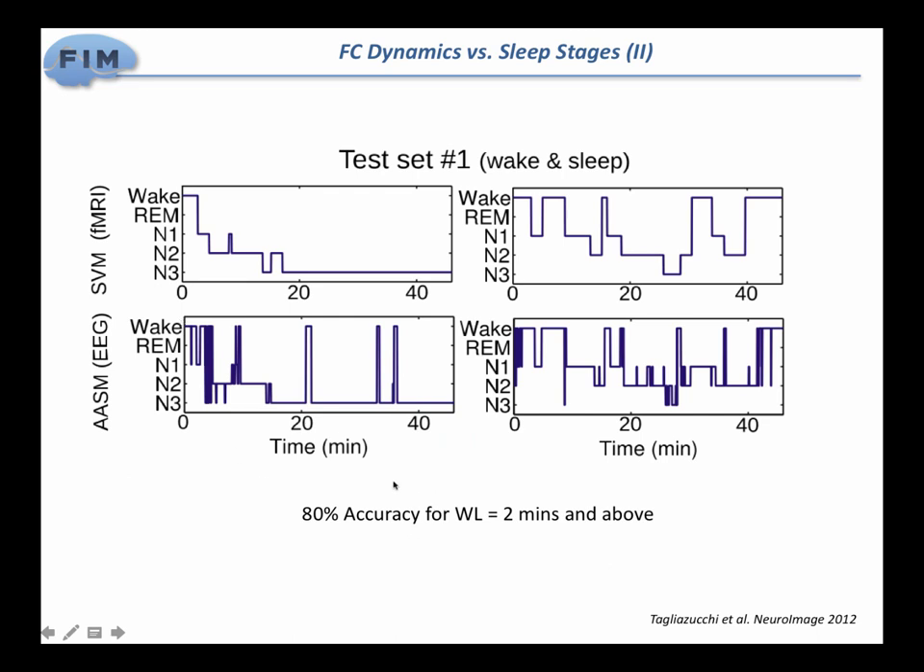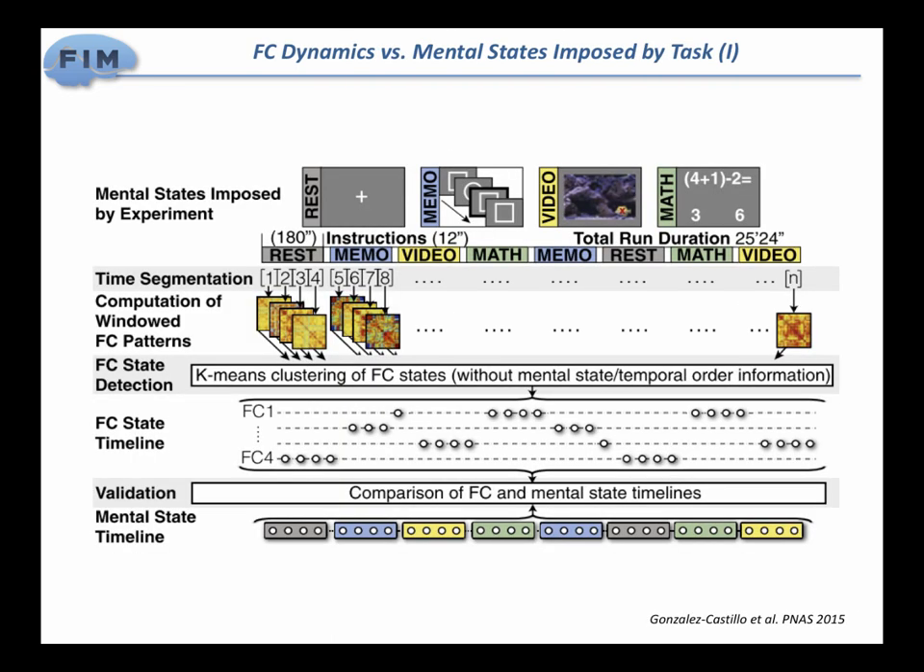And these are the results. Overall, they found an 80% accuracy. And here we have a couple of examples where you have the staging based on the EEG and the staging based on the fMRI. In this case, their tool of choice was a support vector machine. So again, it seems that the connectivity contains information about fluctuations in sleep stages.